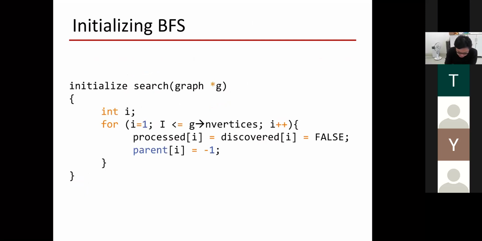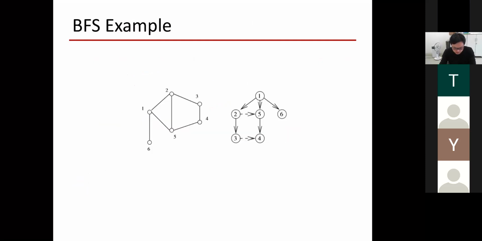So to initialize BFS, everything is false, and the parent is the root. And a BFS example, let's do this. From 1, I go to 2, 5, and 6. From 2, go to 3, 5. From 5, go to 4, 6. Oh, I have nothing to do. Then from 3, oh, no, I don't need to do this. Then completed, 4 completed, 5 completed, 2 completed, 1 completed.